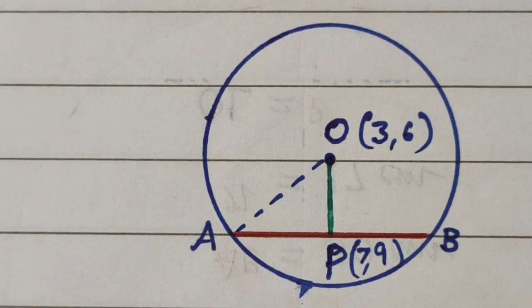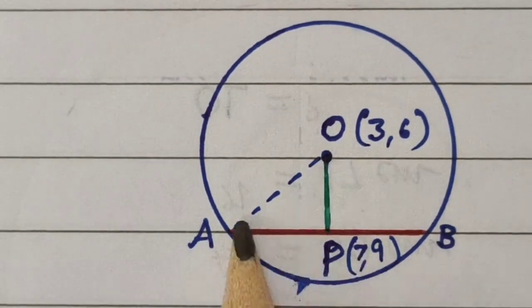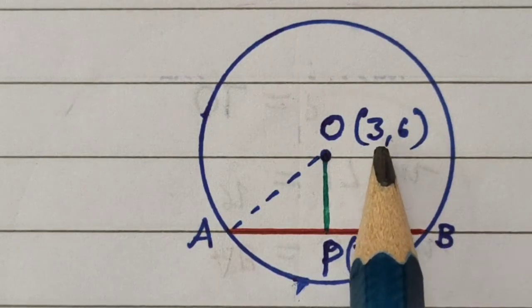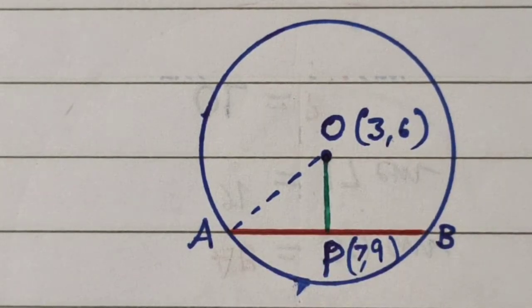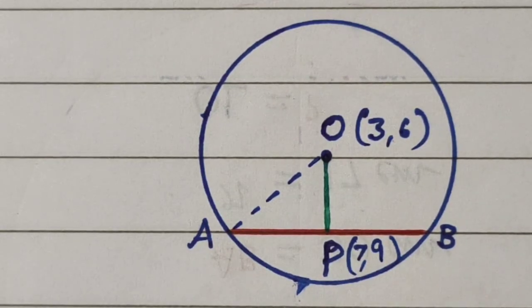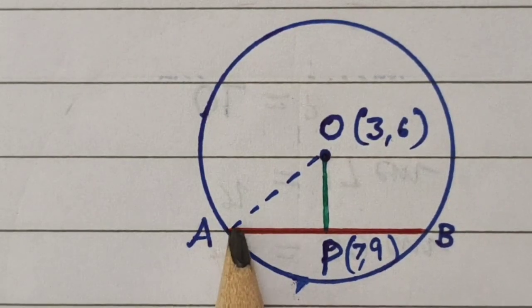The center of a circle of radius 13 centimeters is the point (3, 6). The center has the coordinates 3, 6. The radius is 13 centimeters. And P is a point, P(7, 9), a point inside the circle. APB is a chord of the circle such that AP is equal to PB. Calculate the length AB. We need to calculate this length AB.